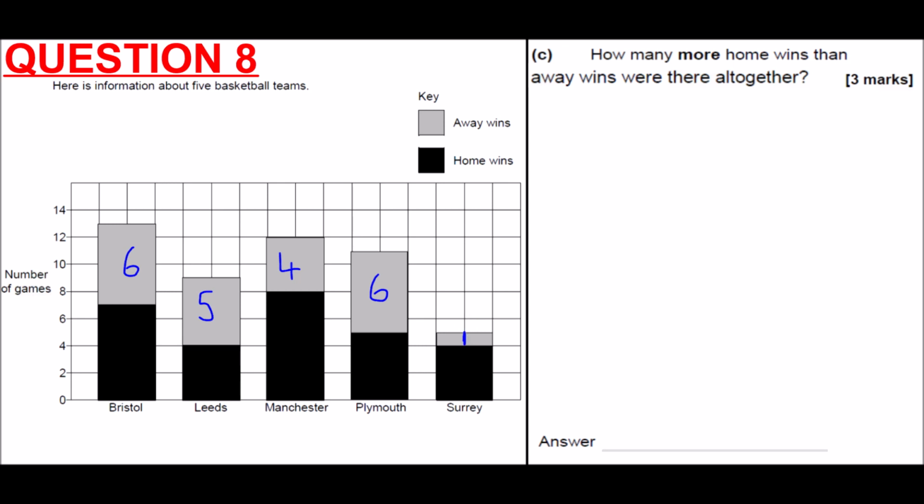So for Bristol, there were 7 home wins. For Leeds, there were 4. Manchester had 8 home wins. Plymouth had 5. And Surrey had 4. So what we can do is total up here for home wins and compare these to the away wins.